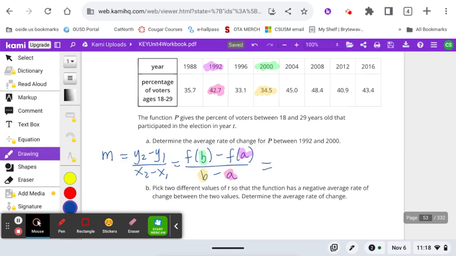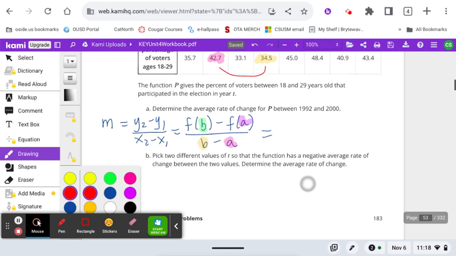So between 2000 and 1992, notice that we highlighted that interval, go y minus y over x minus x. You're going to want to subtract from the right to the left, from the right to the left.